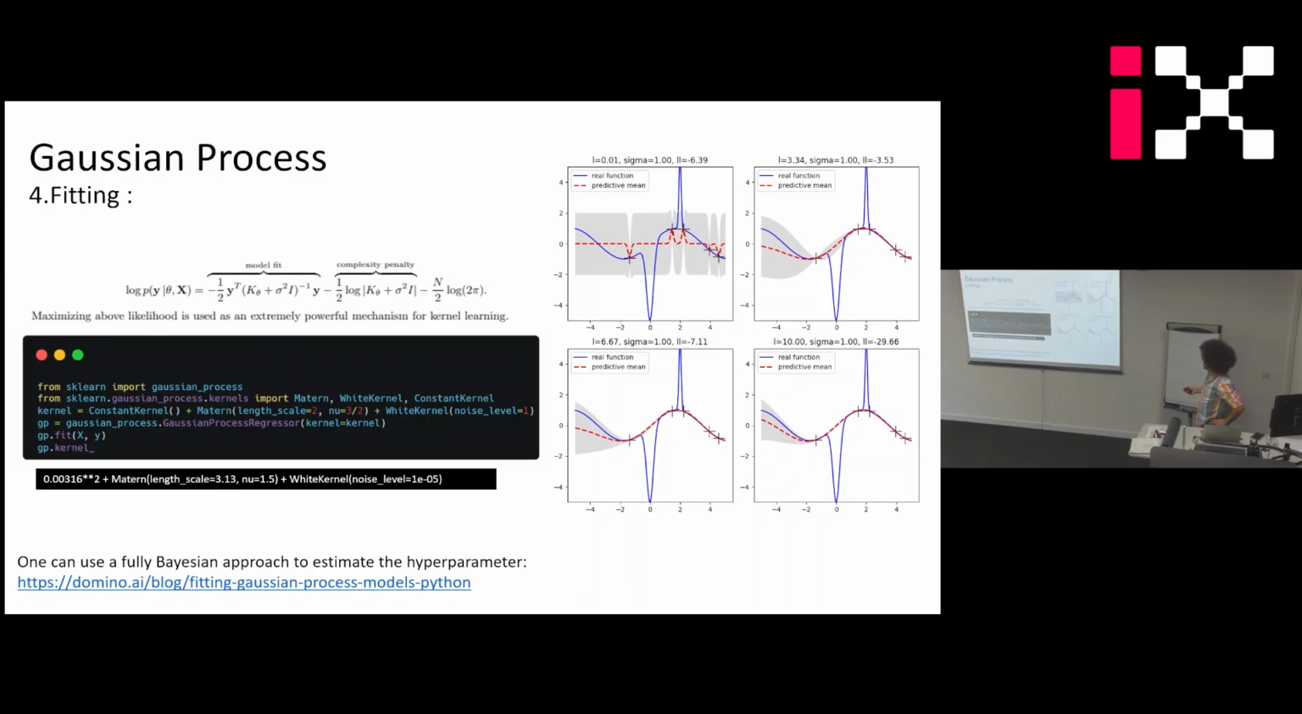If you use a Gaussian process in any tool like scikit-learn to fit your data, what it will try to do is maximize your marginal likelihood by going through the hyperparameters of your model, and hopefully find the best ones that reproduce your data.